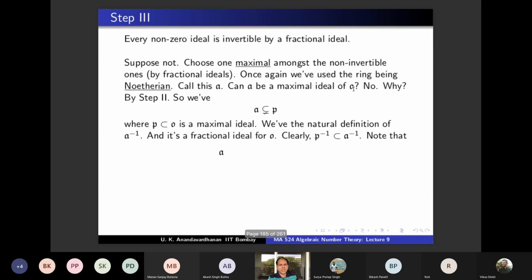And now let us check, take A. A is contained in A P inverse. Why is that? Because P inverse contains 1. All these inverses are big. They contain O. So they contain 1. So A is contained in A P inverse is true. And P inverse is contained in A inverse. So this is clearly contained in A inverse. And A inverse by definition is contained in O. So you have this thing. Okay.